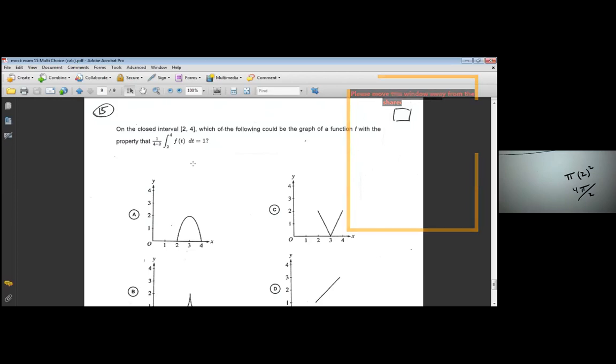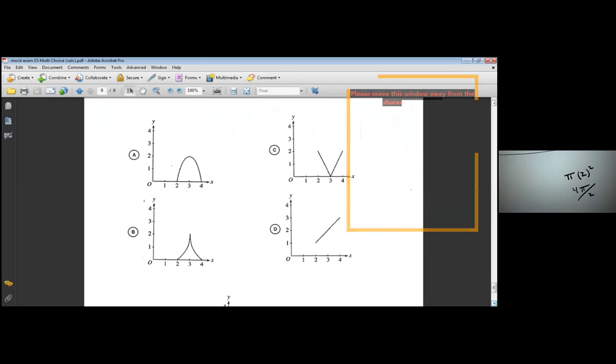What's that 1/4 minus 2 out front? It's the same thing as the bounds. Is it the average value formula? Exactly, yeah, average value. It's saying the average value from 2 to 4 is 1. Which of the following could have that? From 2 to 4, the average value is 1.